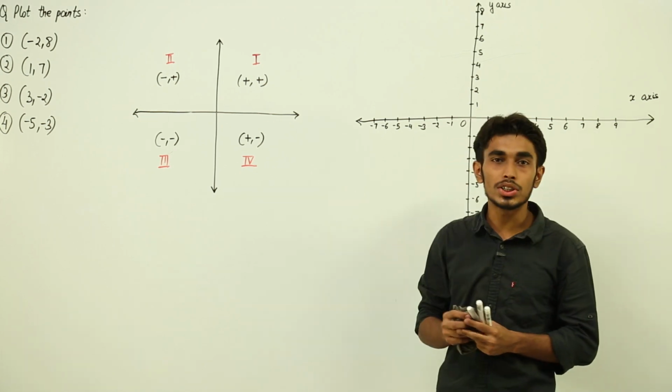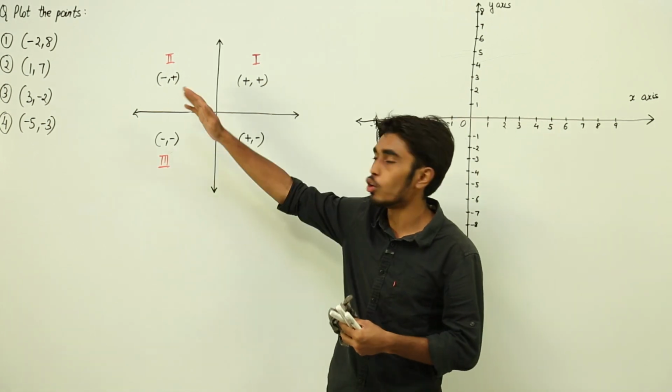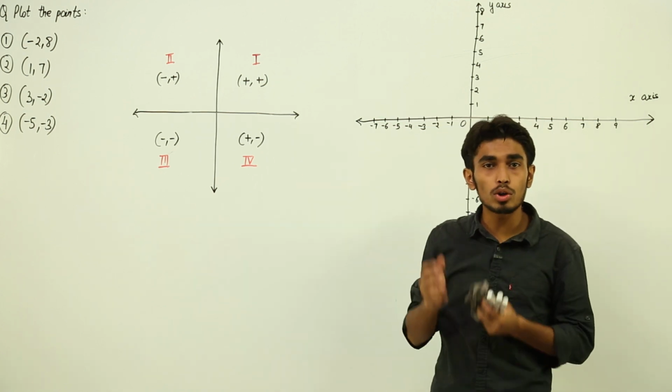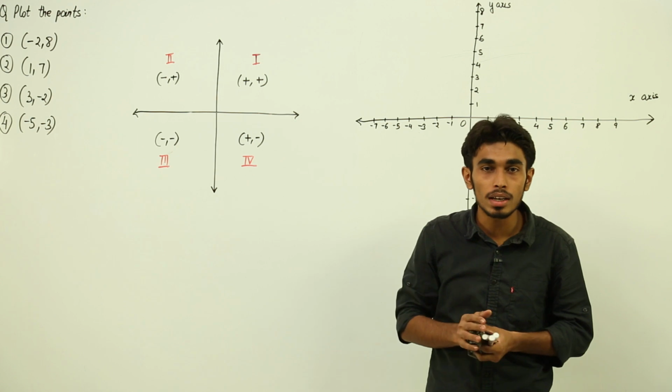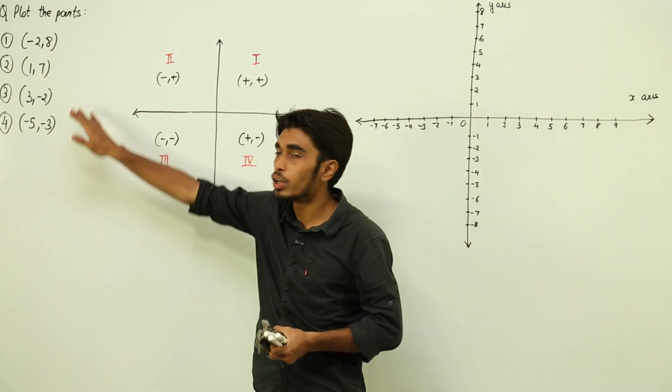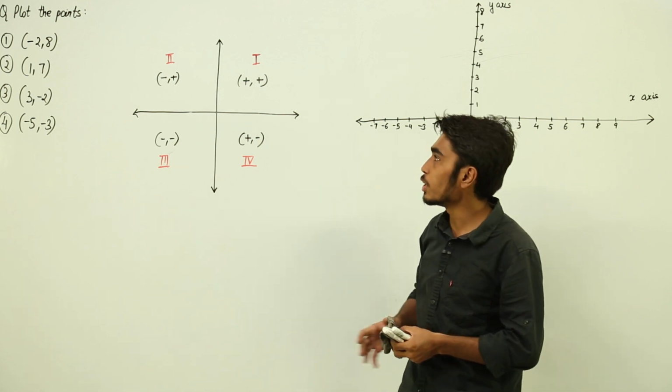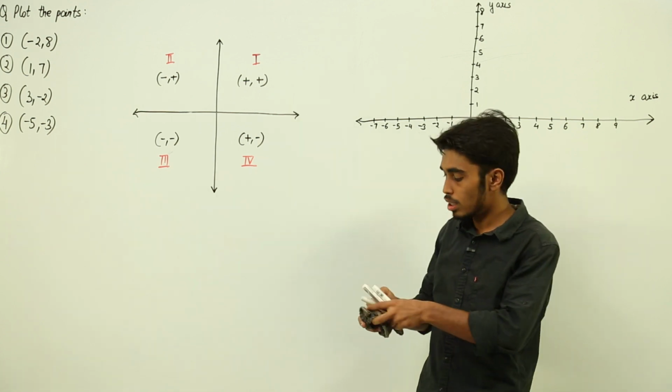So here we have a question in which we need to plot the following points on the graph, right? Before even plotting the points, if you want to get a rough idea in which quadrant these points are going to lie, we have already learned the method to locate the quadrants, right? So let us try to find out what the quadrants for these points are.